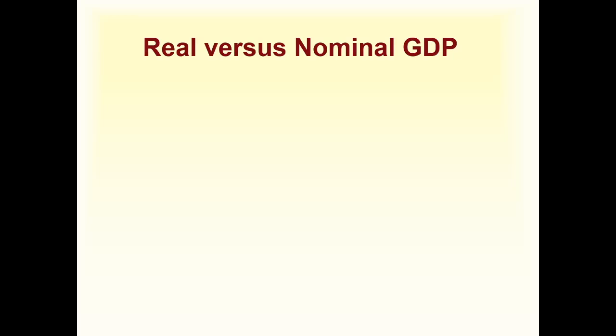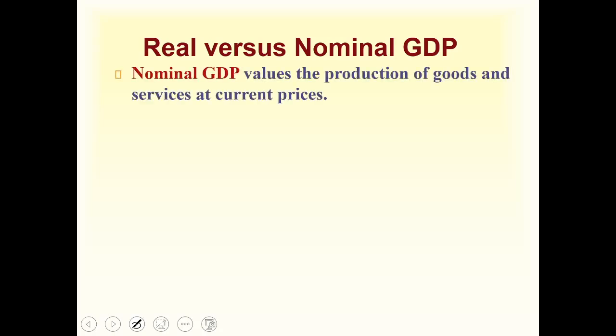This is part 3 of the chapter on GDP. So we will start with real versus nominal GDP. Nominal GDP values the production of goods and services at current prices.